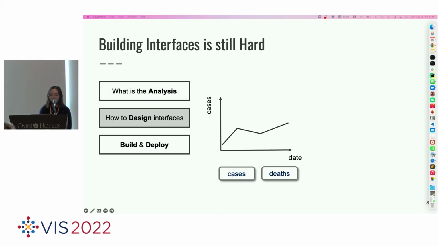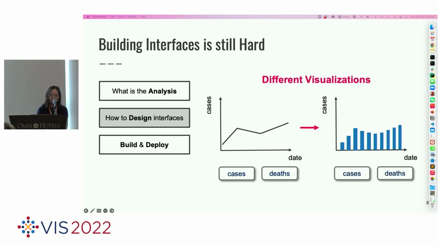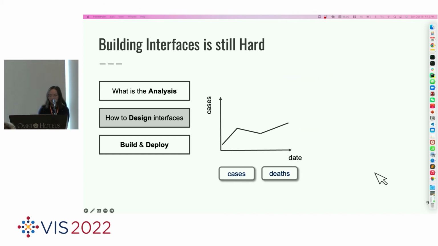We can see that the interactivity of interface is actually derived from the analysis varieties. The second step is to design the interface. For example, the line chart can be of different visualizations, say a bar chart, and the interaction, instead of button widget, it could be a drop-down widget as well.